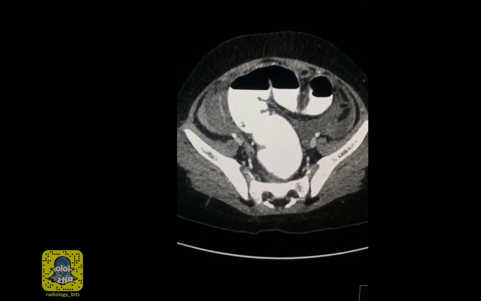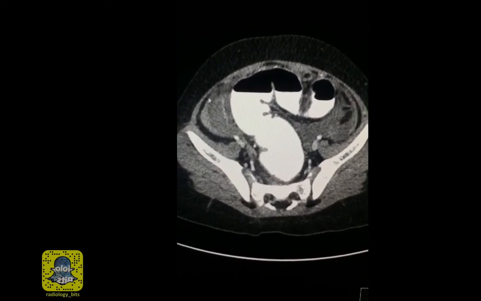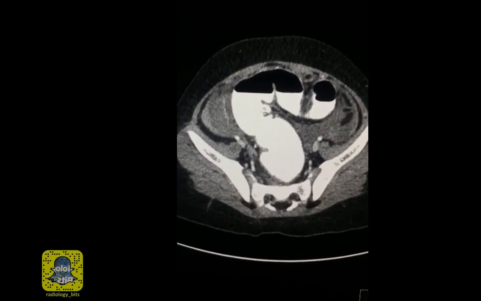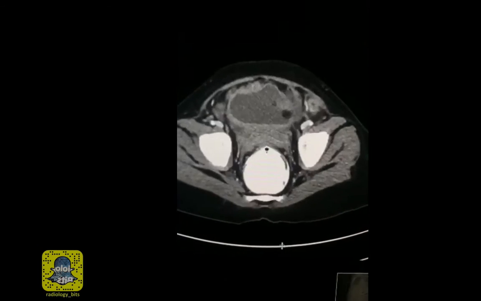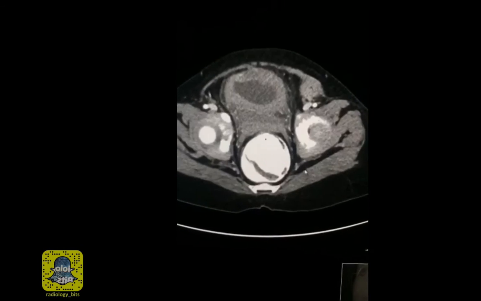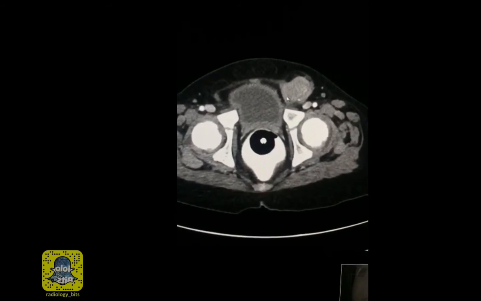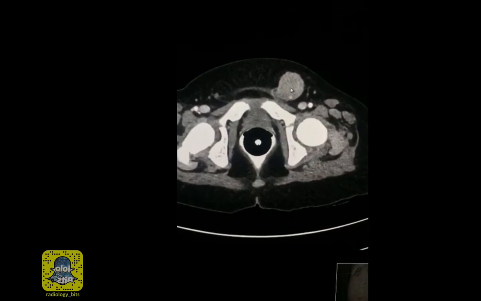To complete the case, you could see thickening of the peritoneal reflections in the pelvis as well. And this thickening even extends to involve the peritoneum lining the left inguinal hernia.